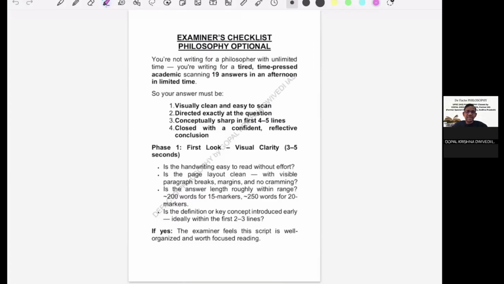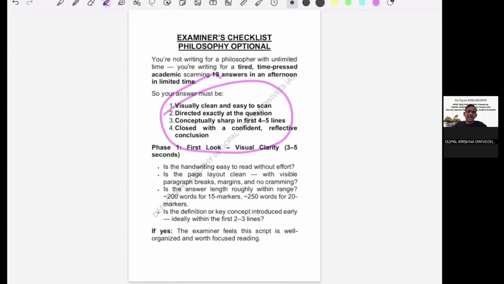So basically, one has to be very, very careful. And for this, there are 4 steps. So I will just try to explain that. See, these are the 4 steps. So first, the answer should be visually clean and easy to scan.